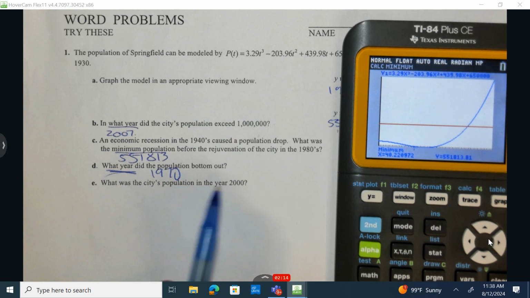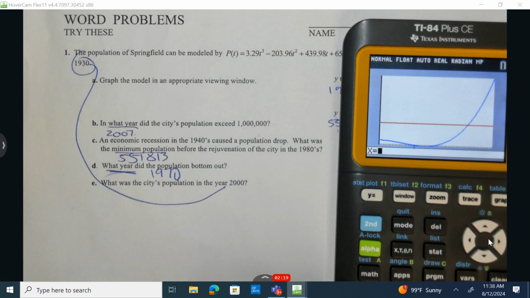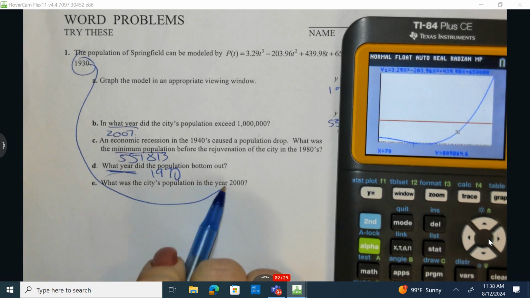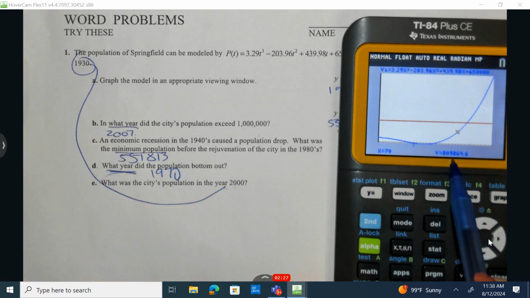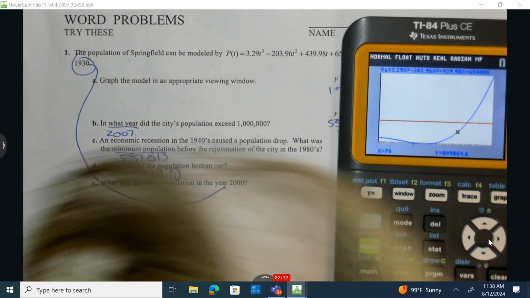What was the city's population in the year 2000? The first thing we need to do, before I can plug this in, is find the difference from the initial year to 2000, which is a difference of 70. So when I type in 70, it will represent the year 2000, and we can see the population would be 809,864.